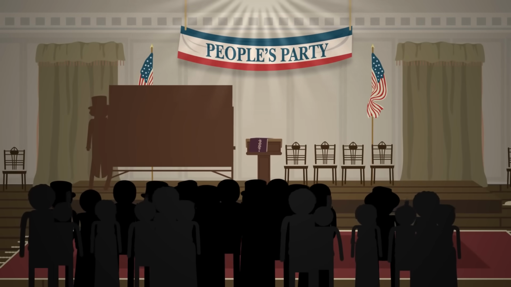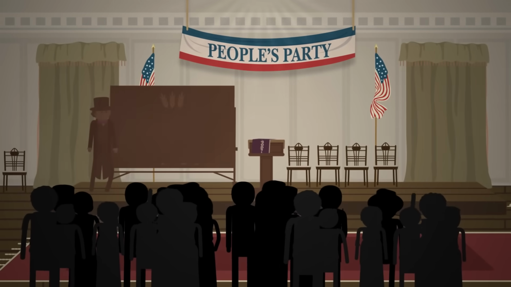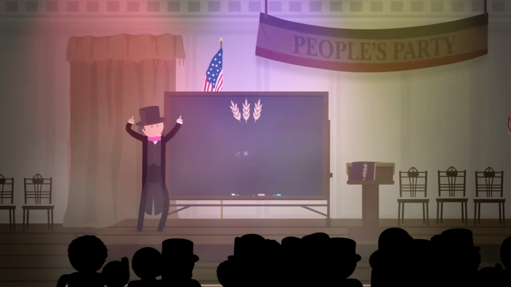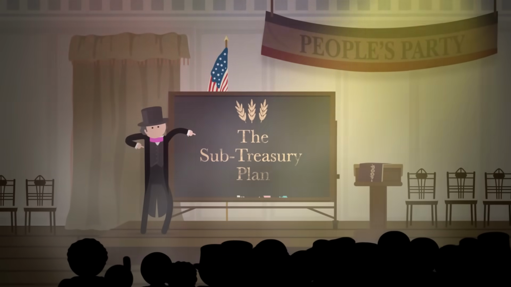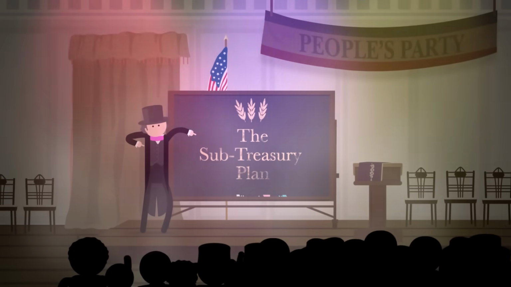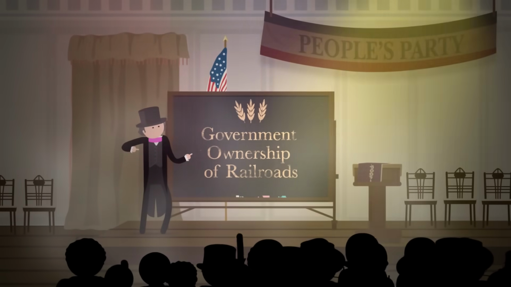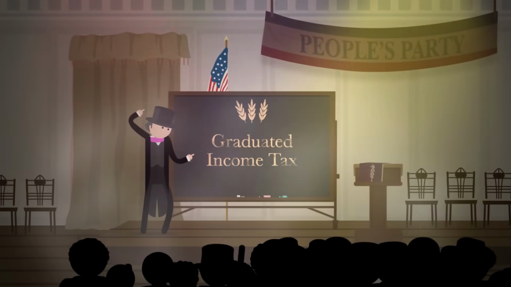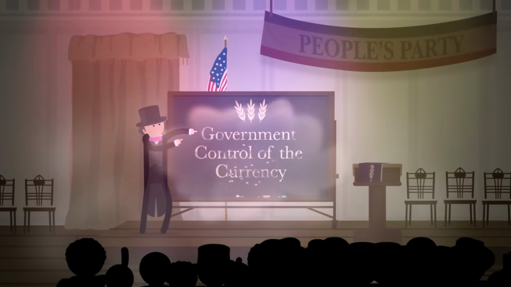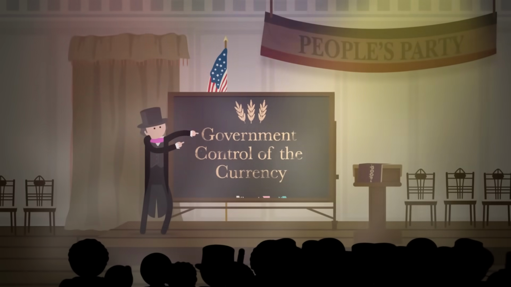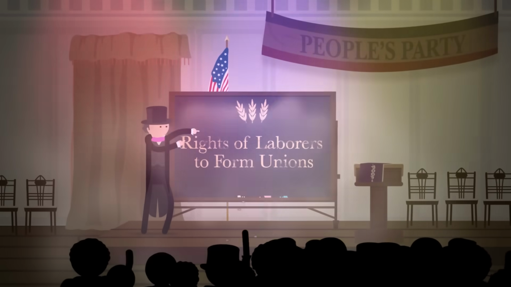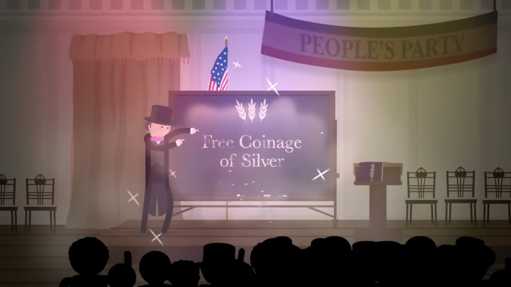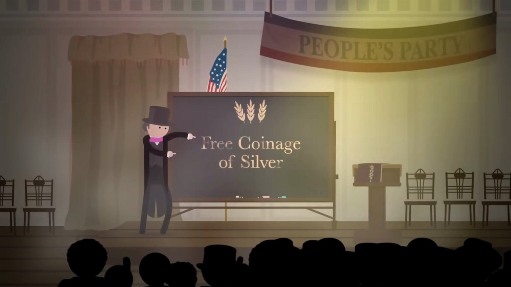Eventually, these politically motivated farmers and their supporters grew into a political party, the People's Party, or Populists. In 1892, they held a convention in Omaha and put forth a remarkably reform-minded plan, which included the sub-treasury plan, which didn't exactly happen, although the deal farmers ended up with was probably better for them; government ownership of railroads, which sort of happened if you count Amtrak; graduated income tax, which did happen after the passage of the 16th Amendment; government control of the currency, which happened with the creation of the Federal Reserve System; recognition of the rights of laborers to form unions, which happened both at the state and federal level; and free coinage of silver to produce more money, which we'll get to in a second.